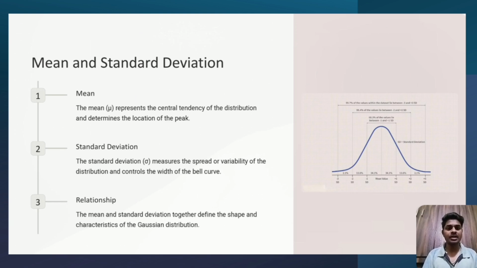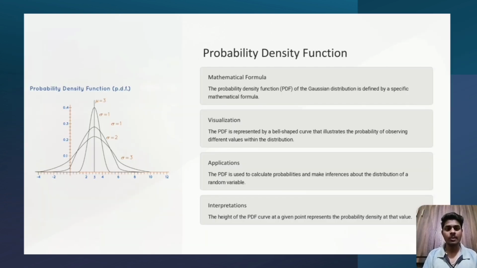Mean and standard deviation. Mean. The mean represents the central tendency of the distribution and determines the location of the peak. Standard deviation. The standard deviation measures the spread or variability of the distribution and controls the width of the bell curve. The relationship between the mean and standard deviation: the mean and standard deviation together define the shape and characteristics of the Gaussian distribution.